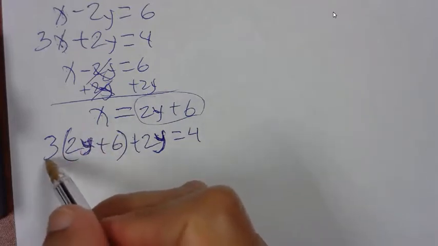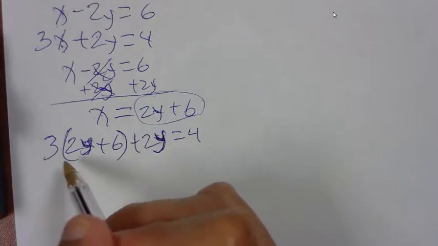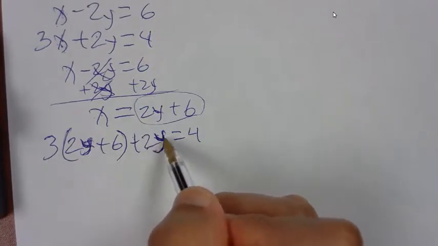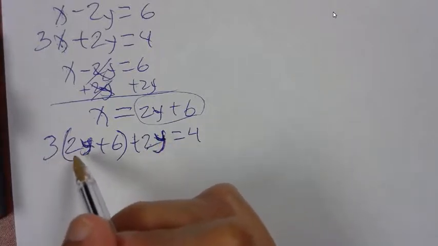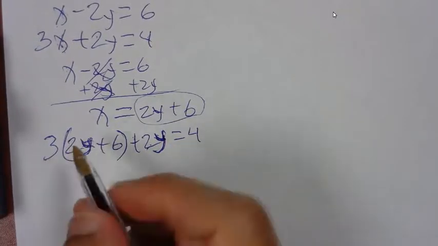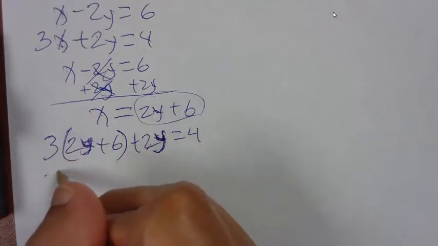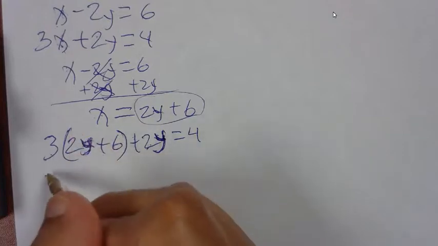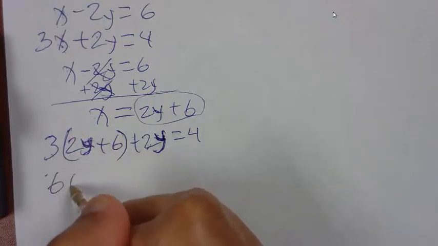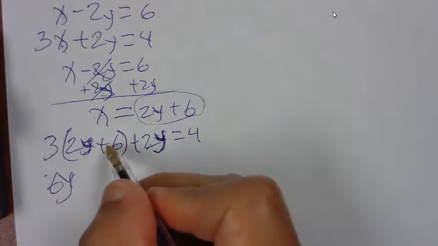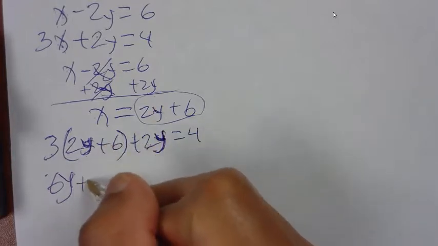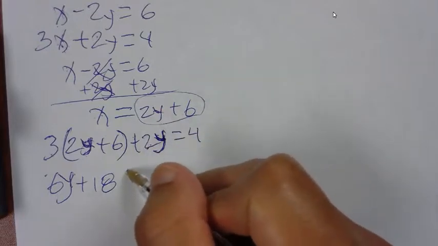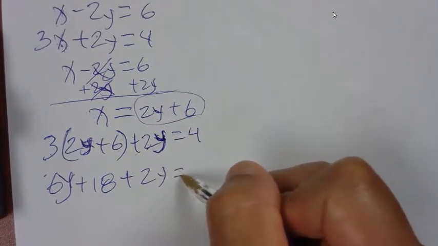What I do is, well, follow the order of operations. The order of operations calls for multiplication first. I have multiplication here, however, I can't do anything to that. I have multiplication here between the parentheses and the 3. So I do that by distributing the 3 inside the parentheses. 3 times 2 is 6, 6y. 3 times 6 is 18, and then just rewrite 2y equals 4.